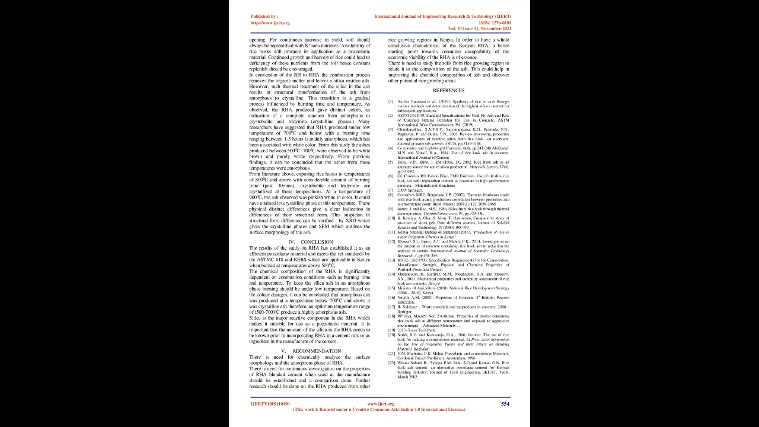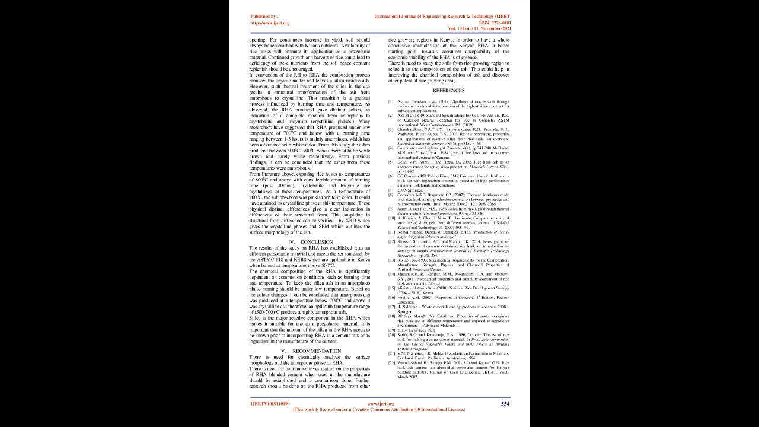The chemical composition of the RHA is significantly dependent on combustion conditions such as burning time and temperature. To keep the silica ash in an amorphous phase, burning should be under low temperature. Based on the color changes, it can be concluded that amorphous ash was produced at a temperature below 700°C and above it was crystalline ash. Therefore, an optimum temperature range of 500 to 700°C produces a highly amorphous ash.